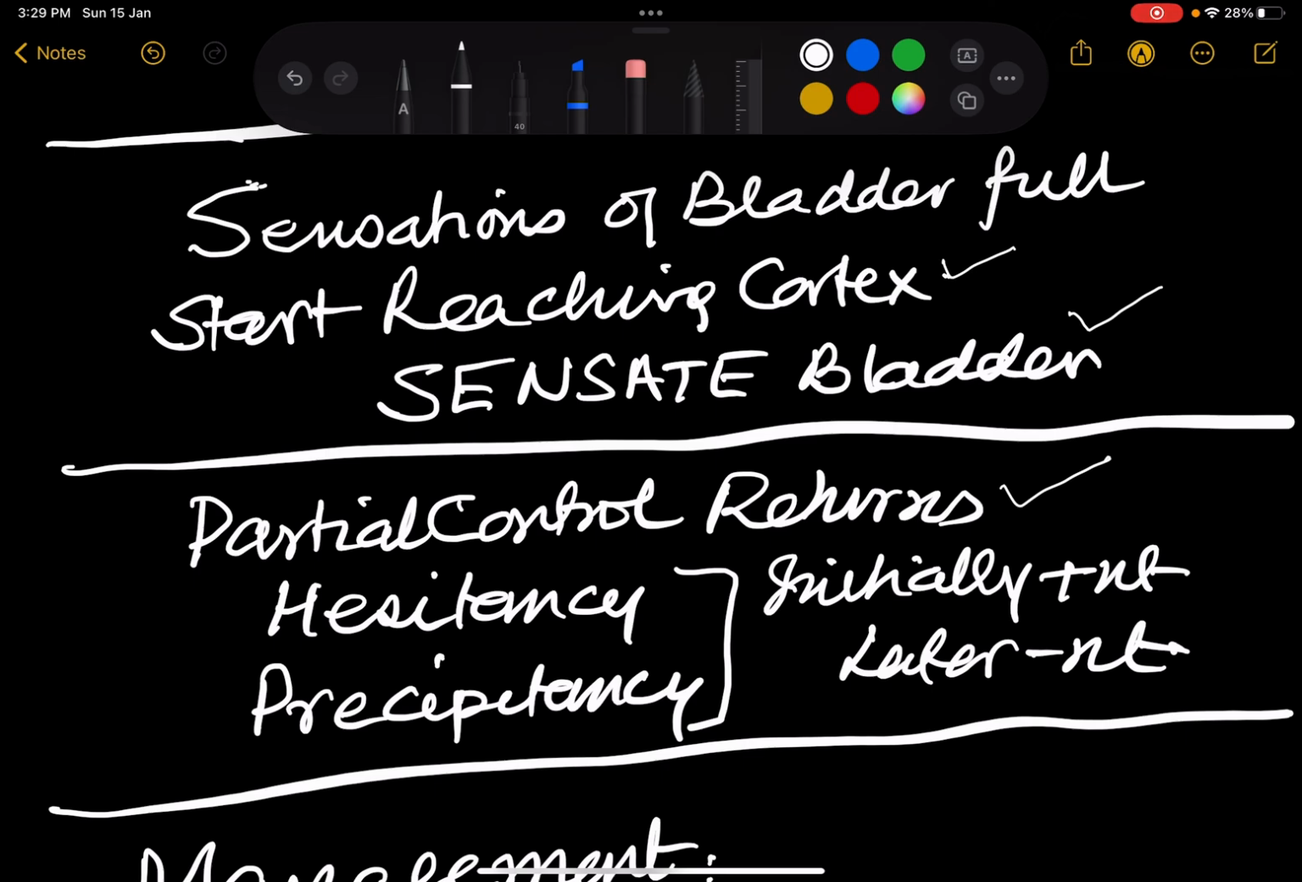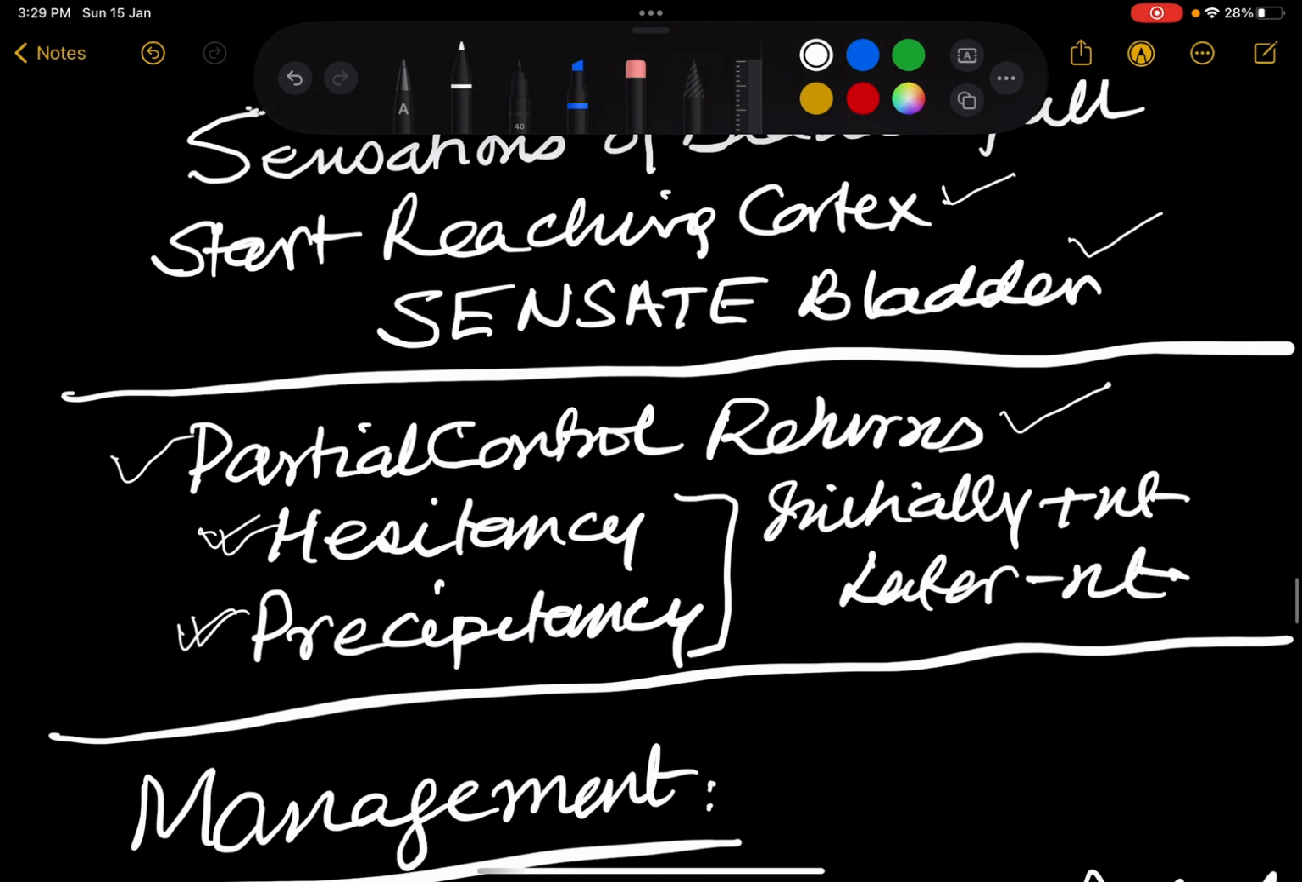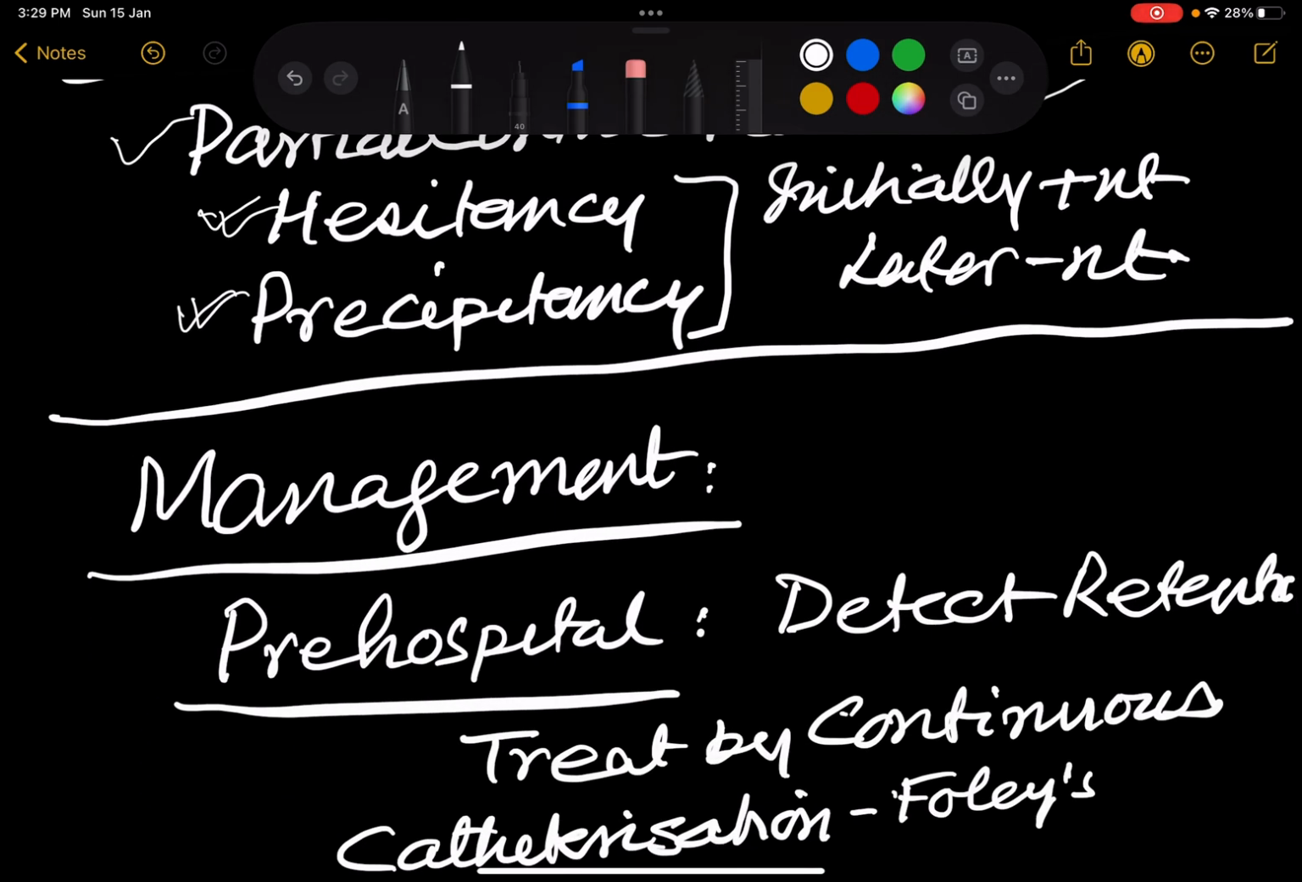When he tries to micturate, he cannot start easily. That is called hesitancy. Or he can't hold it properly. That is called precipitancy. These are the features of partial control. Then, of course, the last stage is normalization of bladder.